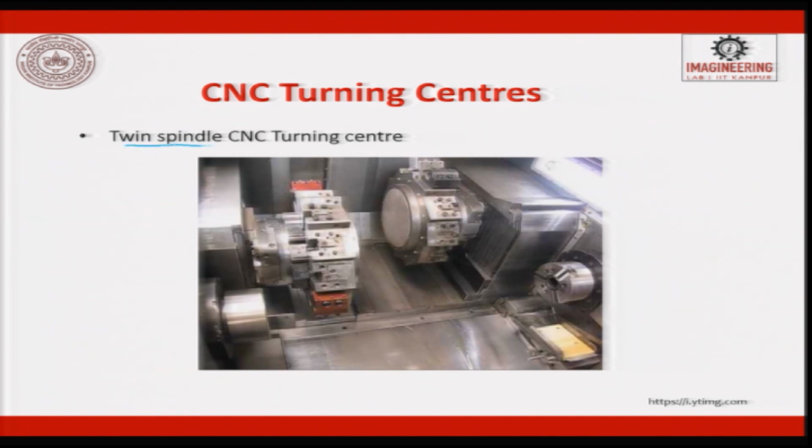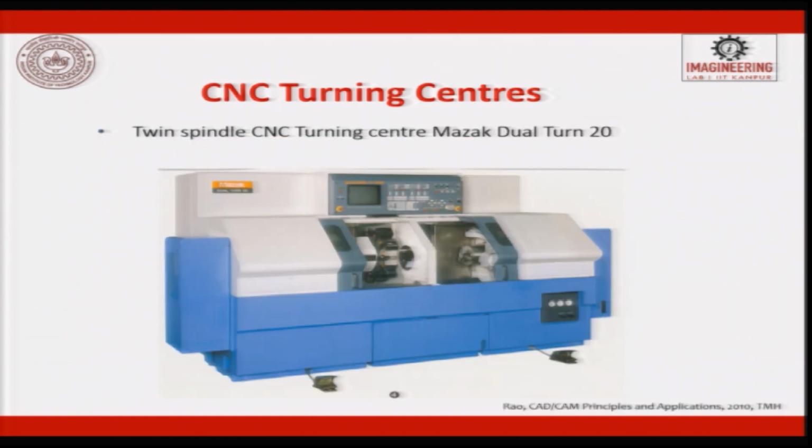So, this is how a twin turret looks like. This is 1 turret, 2 turret and here is a lathe machine. This is a spindle in which you load the workpiece. So, this is how a twin spindle CNC turning center looks like, a twin spindle CNC. 2 spindles are there.